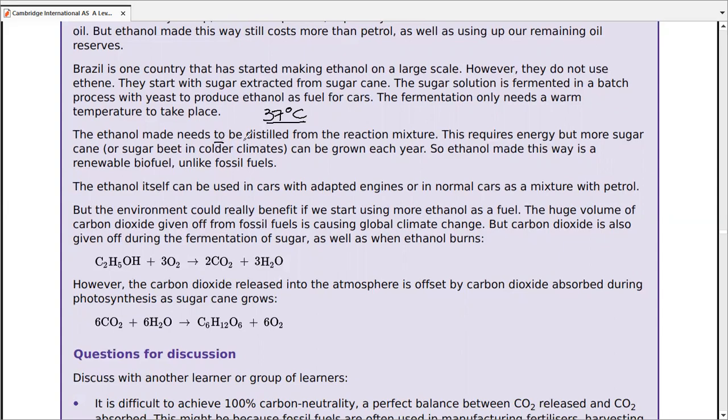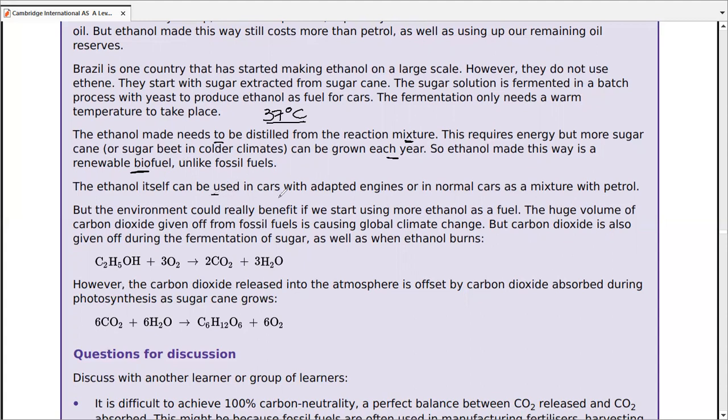Now, the ethanol made needs to be distilled from the reaction mixture. This requires energy, but more sugarcane or sugar beet, even in colder climates, can be grown each year. So ethanol made this way is more like a renewable fuel, unlike fossil fuels, which remain a non-renewable fuel. So this has a great advantage on top of it.